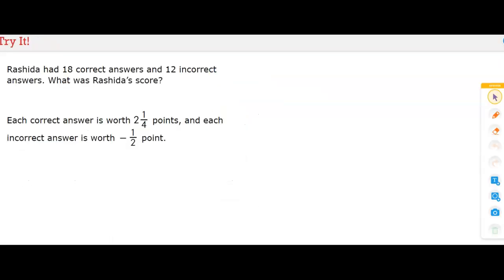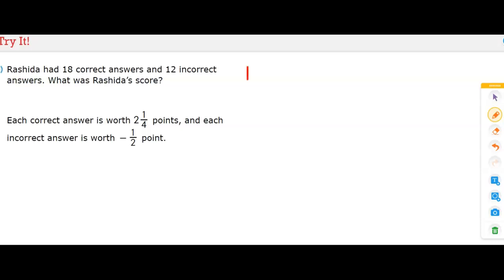Rashida had 18 correct answers and 12 incorrect answers. What was Rashida's score? Each correct answer is worth 2 1/4 points, and each incorrect answer is worth negative 1/2 points. So now we're going to solve for Rashida's score. So we're going to use the first way we saw in the last problem, because we can't use distributive property in this case because Rashida doesn't have the same number for incorrect and correct answers. So we're going to use that first way.